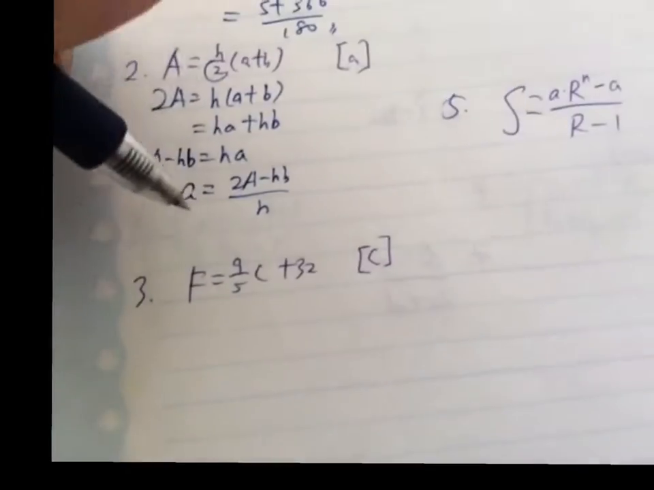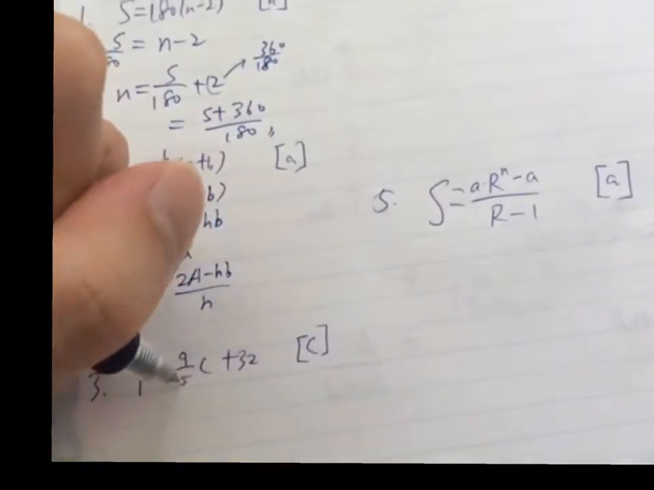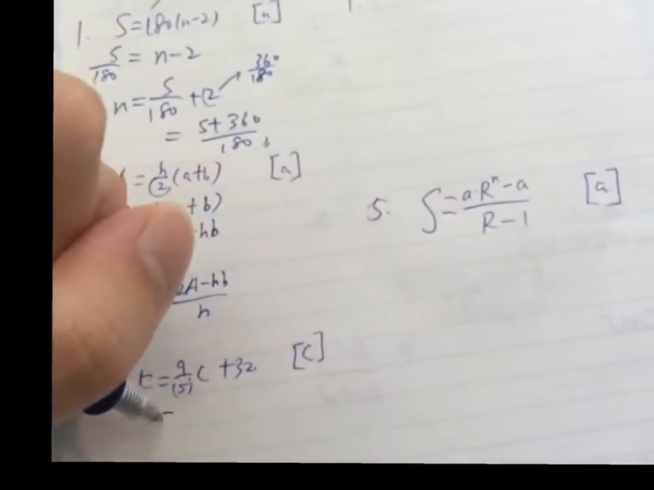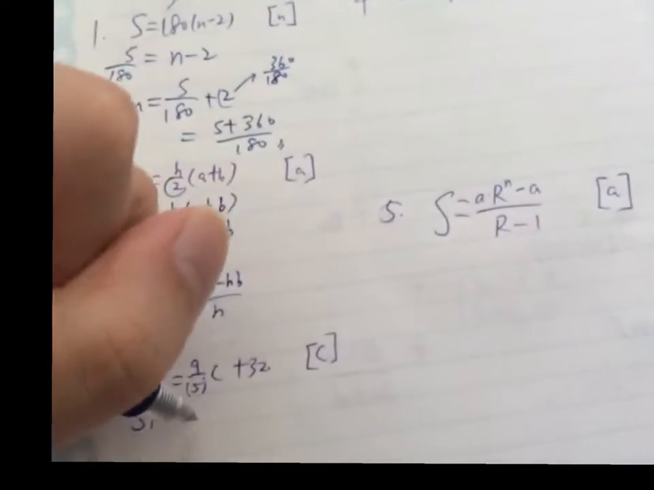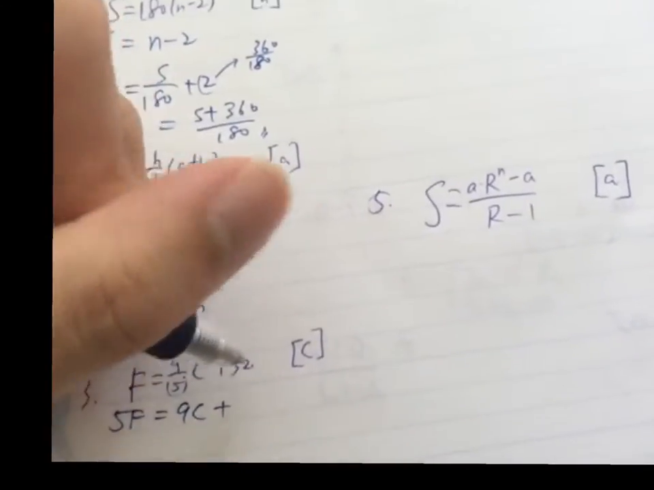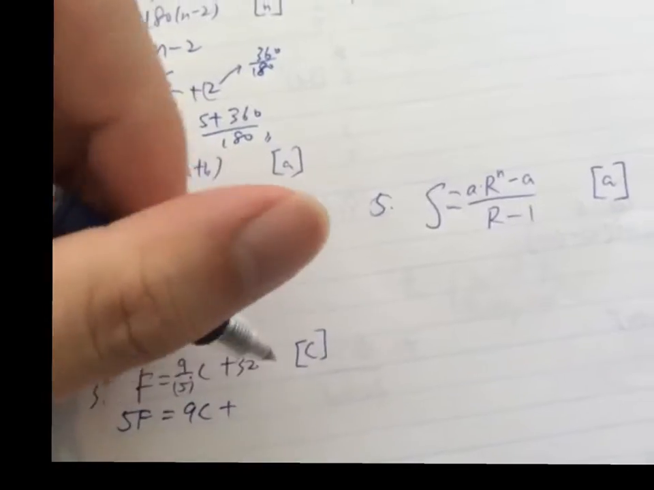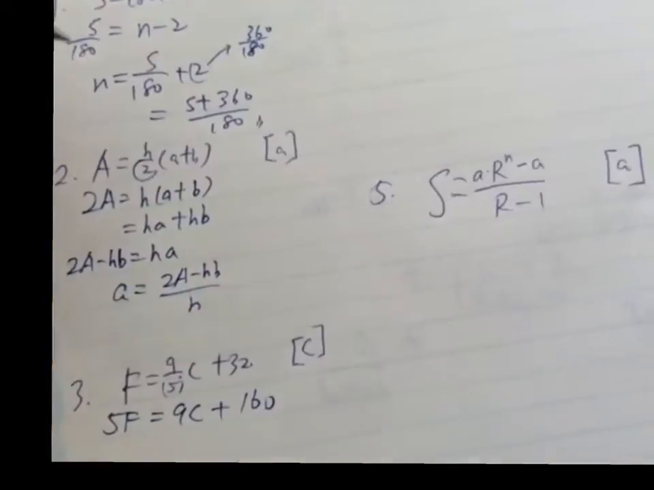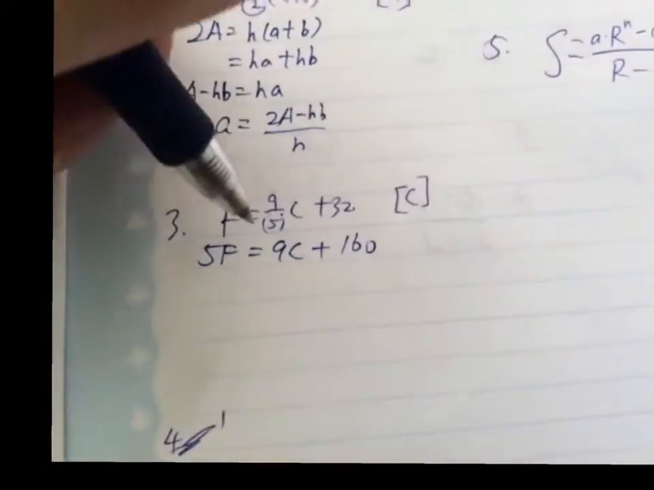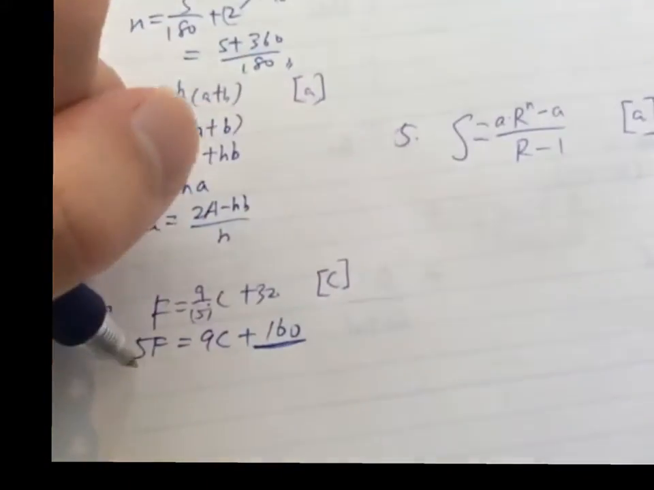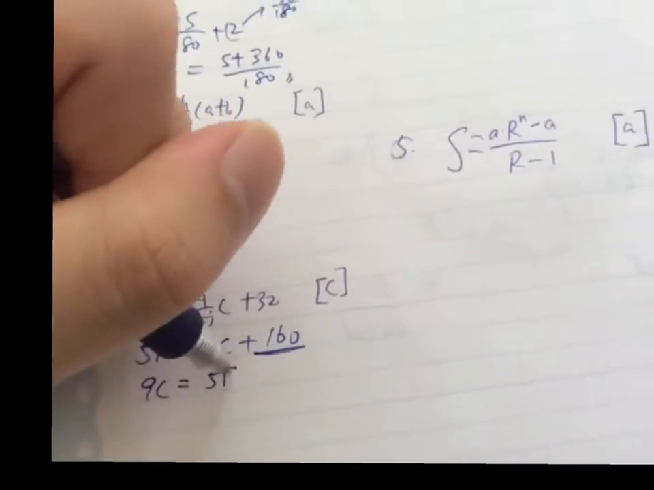This one is a fraction. So the whole thing times 5, 5f. This one times 5 is 9c. This one is times 5: 32 times 5 is 160. And then move the whole term to the left. 5f minus 160 equal to 9c.